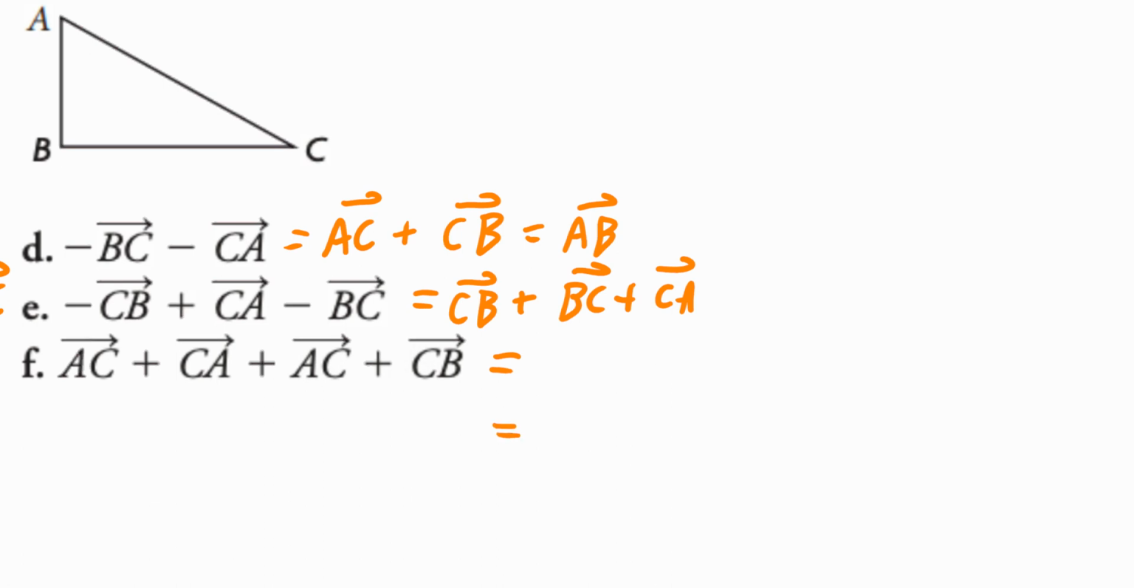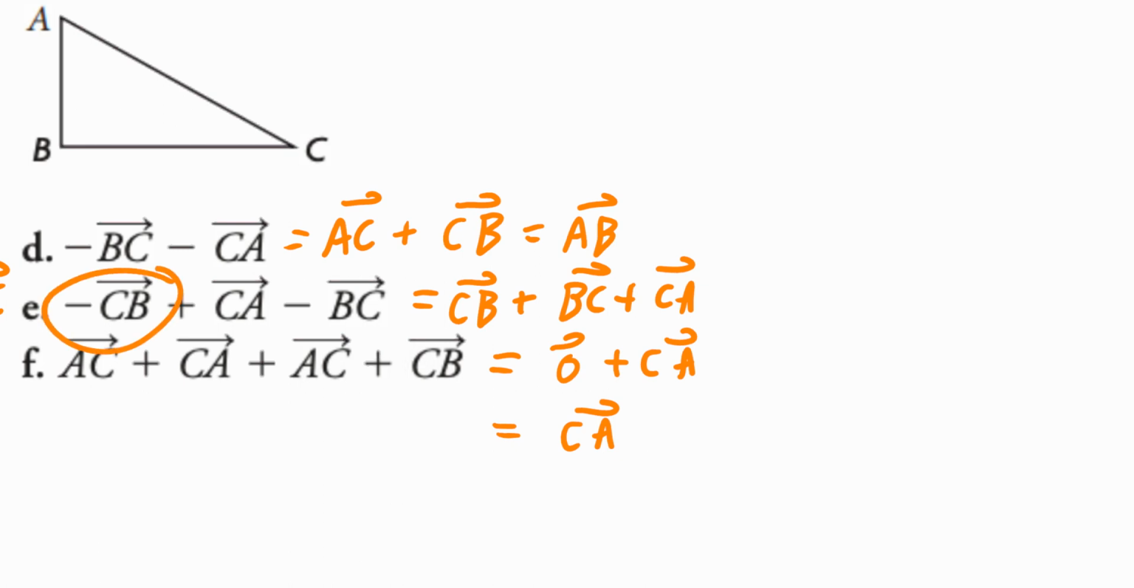But just in case you're not connected yet, vector CB plus vector BC, these are opposite vectors, will add up to a zero vector plus vector CA, and of course, that's going to be vector CA. Now, to double check your work, let's redo this graphically.